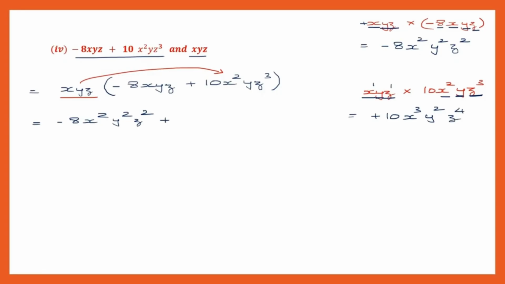So that will be plus 10 x to the power of 3, y to the power of 2 and z to the power of 4. So our final answer is this, minus 8 x square y square z square plus 10 x cubed y square z to the power of 4.